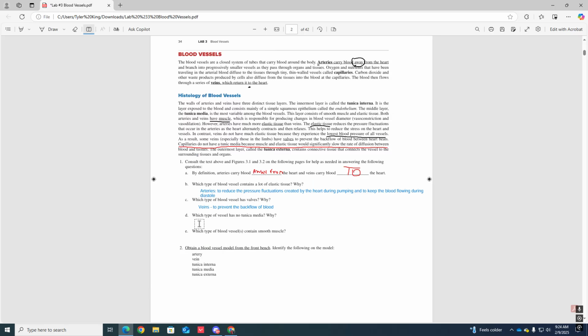All right, which type of vessel has no tunica media? We just talked about that one. Remember, it's the capillaries. And that's because it would significantly impede diffusion. Remember, having extra layers impedes diffusion, all right, which we don't want to have in the capillaries, okay? And lastly, which type of blood vessels contain smooth muscle? Almost all of them do, okay? Remember, the smooth muscle and all that stuff is located in the tunica media. So because of that, since the capillaries don't have the tunica media, they don't fall into this category. So it's just going to be the arteries and veins.